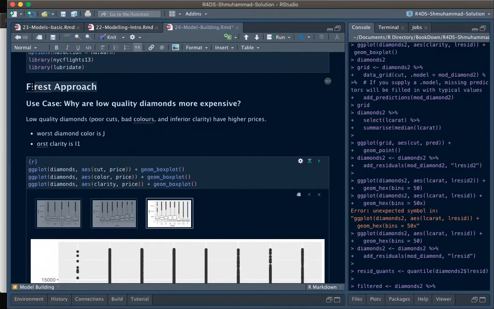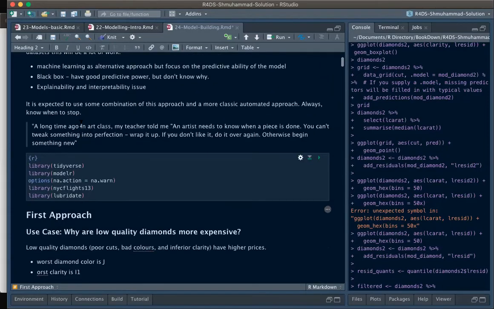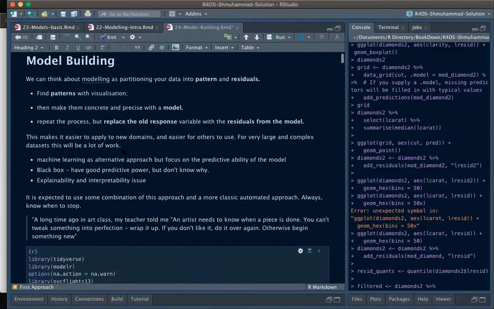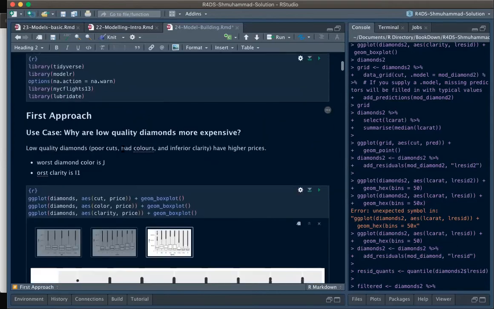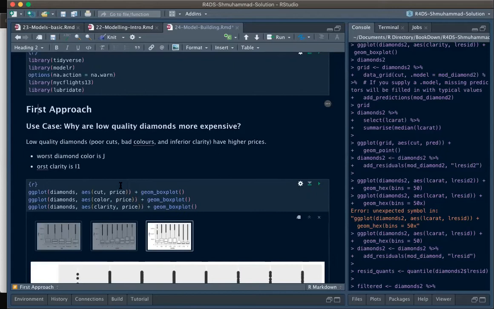So let's look at how we can do modeling using the first approach. As we said, the first approach involves three steps. We do visualization, we fit the model, and we replace the response variable with our residuals. So let's get an example and do the modeling.